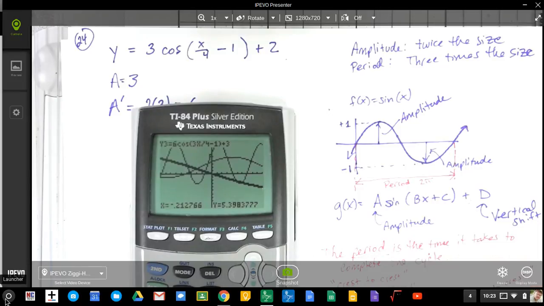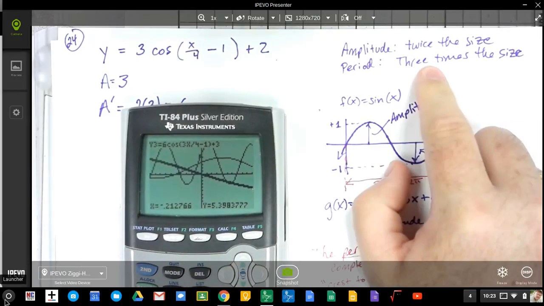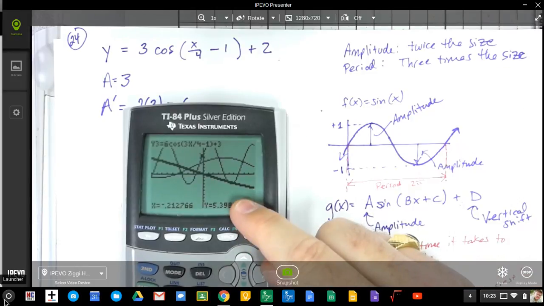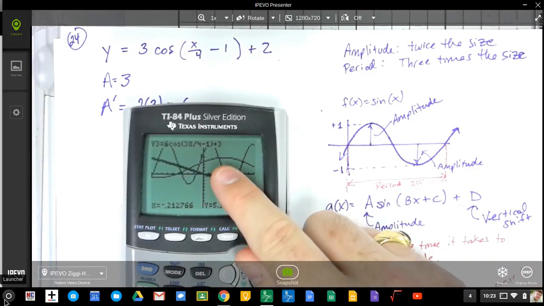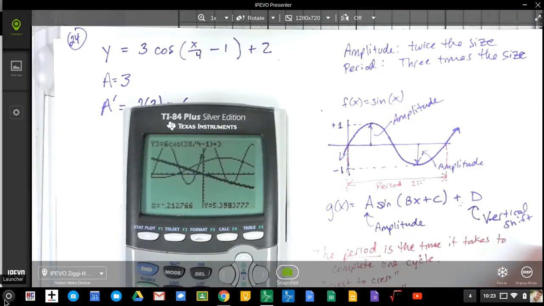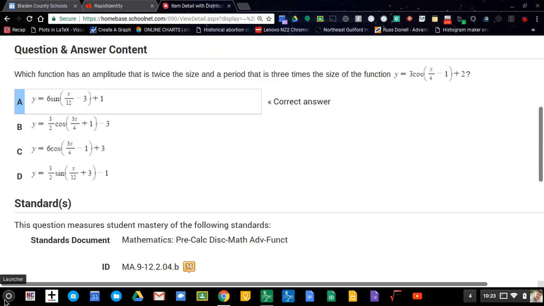Now, what were we asked to find? We wanted a period that was 3 times the size. Which one applies, Y2 or Y3? Which one would it be? Y2. Yeah, Y2. And Y2 would be answer choice A, okay?